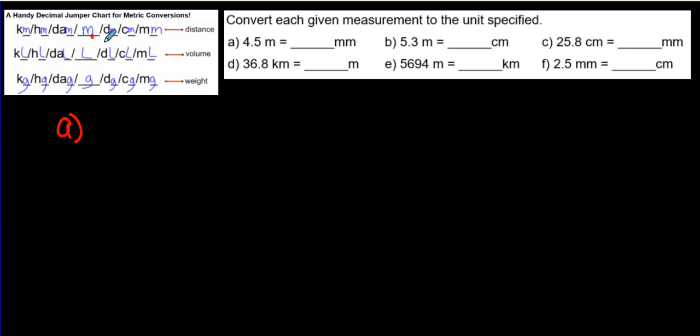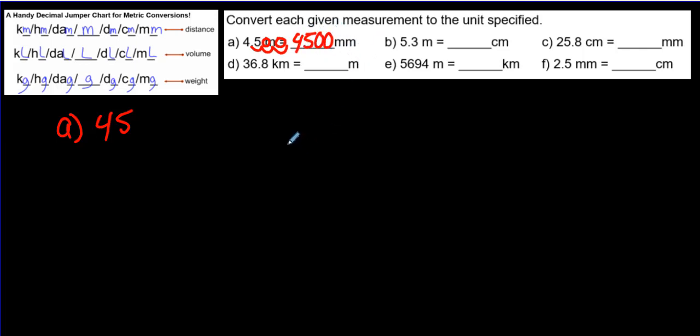Well, 1, 2, 3 jumps over. So I'm going to go 4.5 and go 1, 2, 3 jumps over. 1 jump, that's just 45. 2 jumps, it's 450. 3 jumps, 4,500. Actually, I guess I could probably fit it in there.